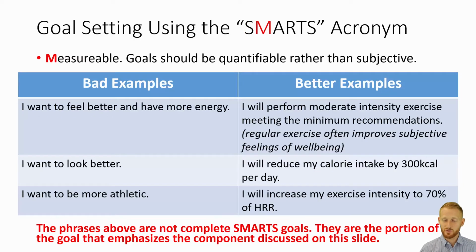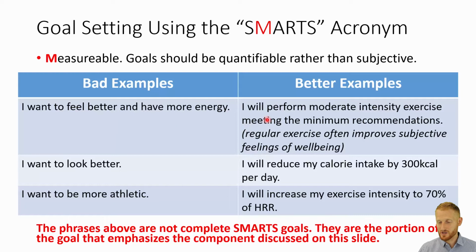The M stands for measurable, which means it has to be something that you can quantify. Again, if you can't make it into a checkbox, it does not fit the SMARTS goal acronym. So something like, I want to feel better and have more energy, is not measurable. I can't measure your feelings of being better or of energy levels. You can try to turn it into a measurement by having some sort of scale that they give a number to, but it's very subjective. You're better off having something objective, that you can easily measure and say, did you do it? Did you not do it? So again, the bad example here is, I want to feel better and have more energy.